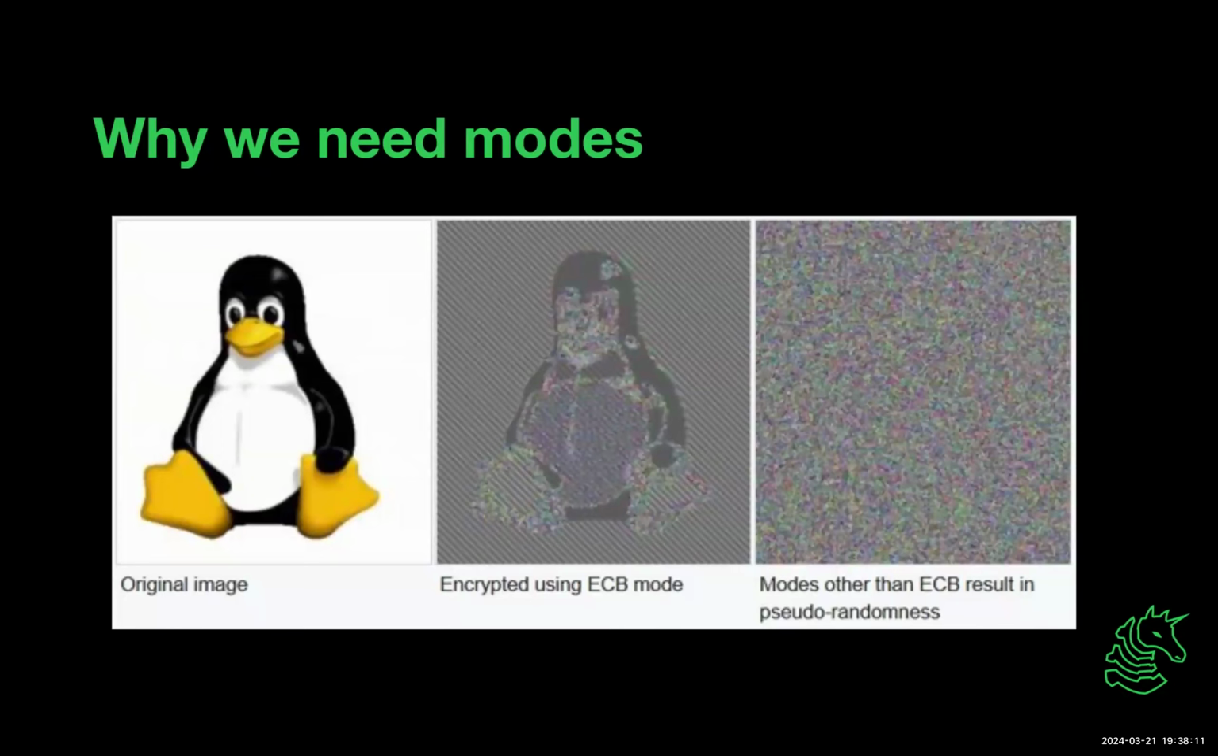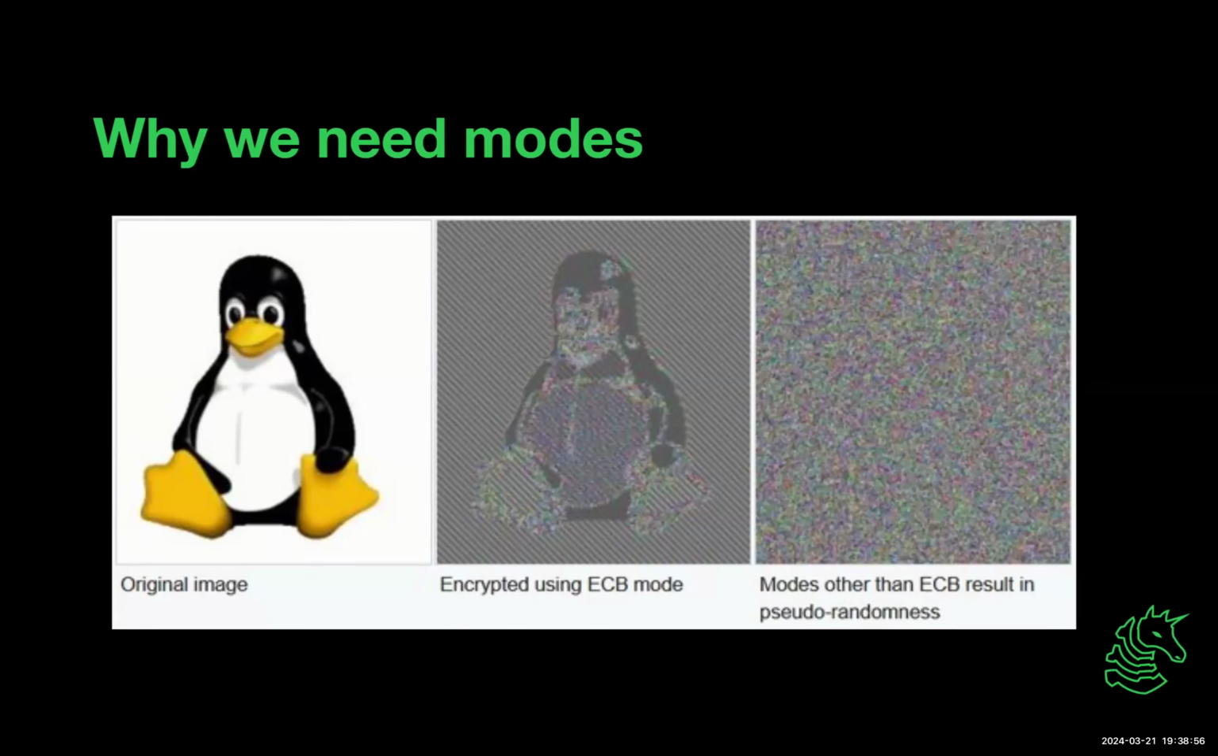So again, this is why we need modes. This was the picture I was foreshadowing for the ECB mode. When we take the Linux penguin and encrypt it in ECB mode, it returns a somewhat random pattern, but not really random, because you can still see the shape of the original image. This makes ECB vulnerable to what we call a differential cryptanalysis attack, which I'll explain in another slide. But for other modes, specifically this one on the right, which has been CBC encrypted, the blocks are chained together and you're not only dependent on the individual blocks themselves, so it removes any trace of existing patterns.